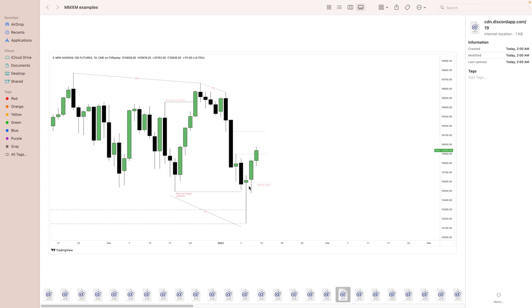So look at this day. What do we do? CSD. So now I have a swing point. So next day model into this fair value gap. Very simple.